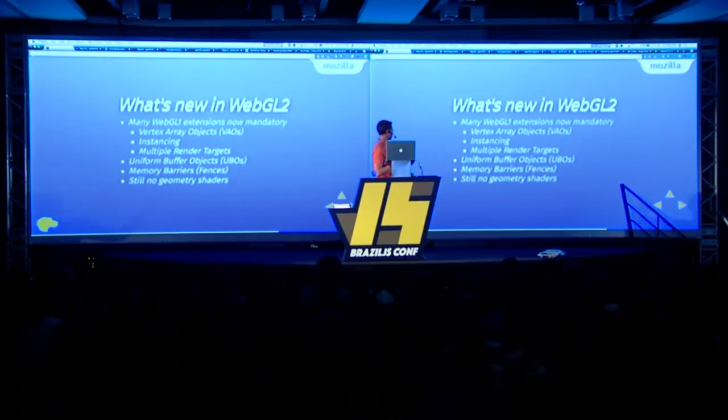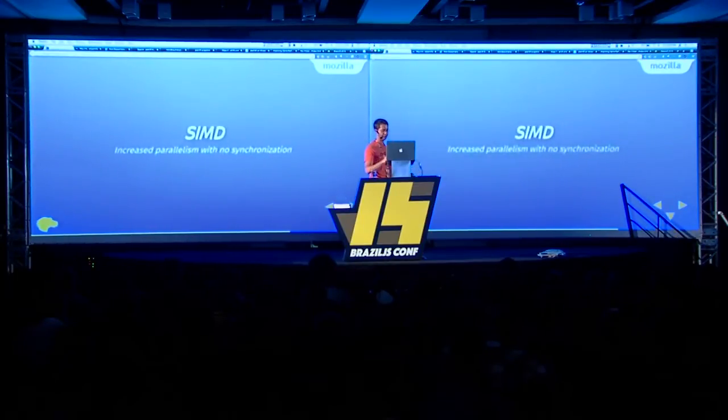Uniform buffer objects help switching between shaders as well. Memory barriers are synchronization primitives. But one thing that's going to be missing that a lot of people have been asking about is geometry shaders, which were available in OpenGL 3.1. They won't be in WebGL 2 from the get-go, maybe as an extension.